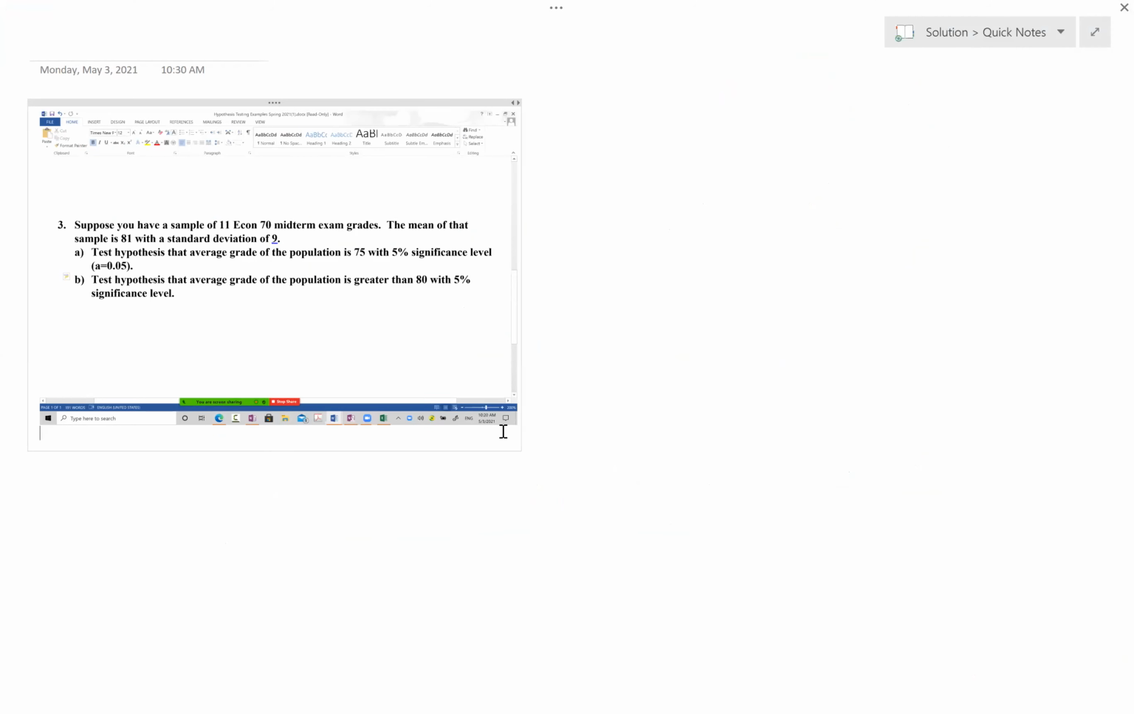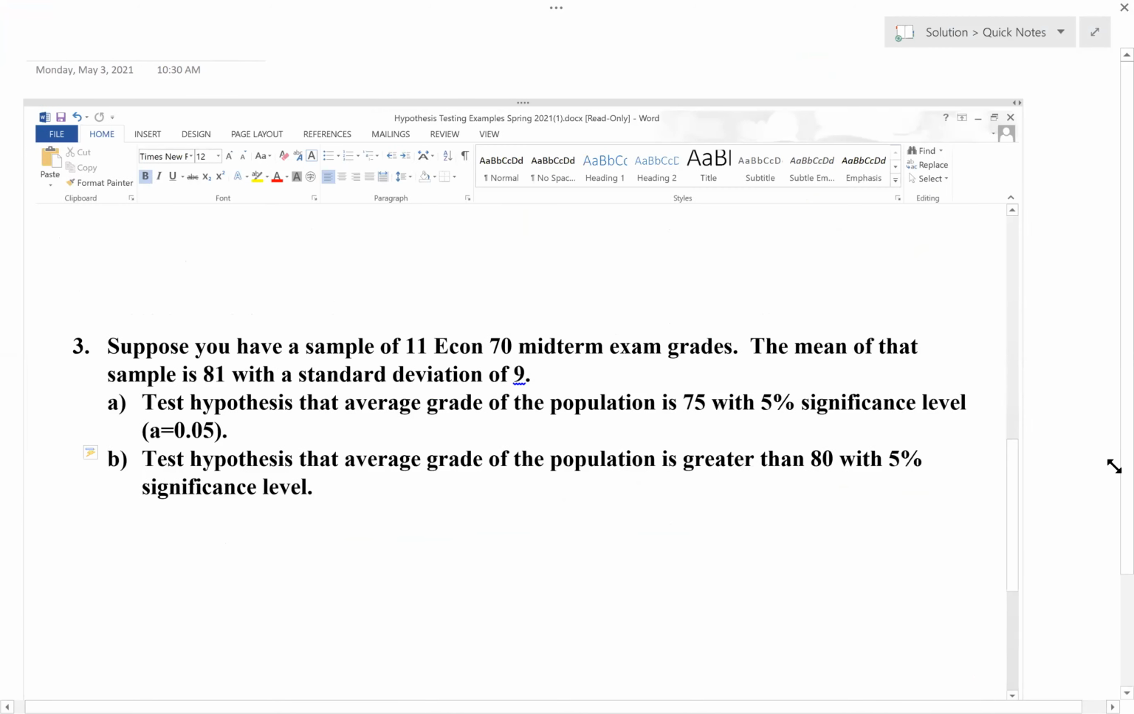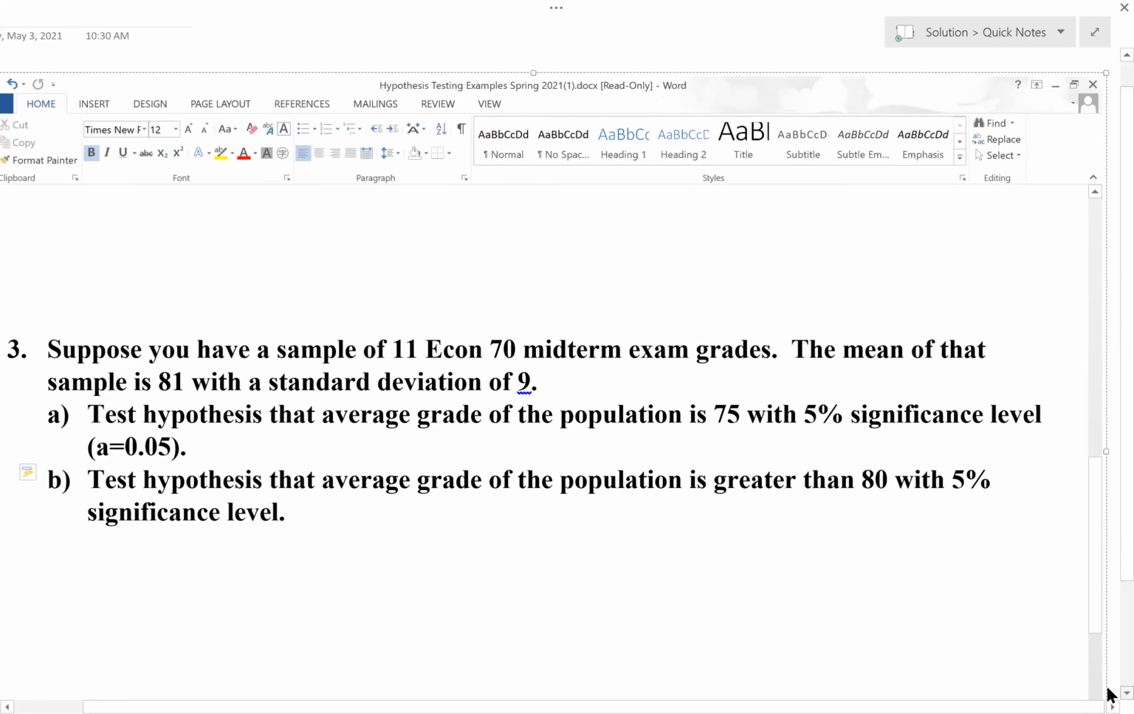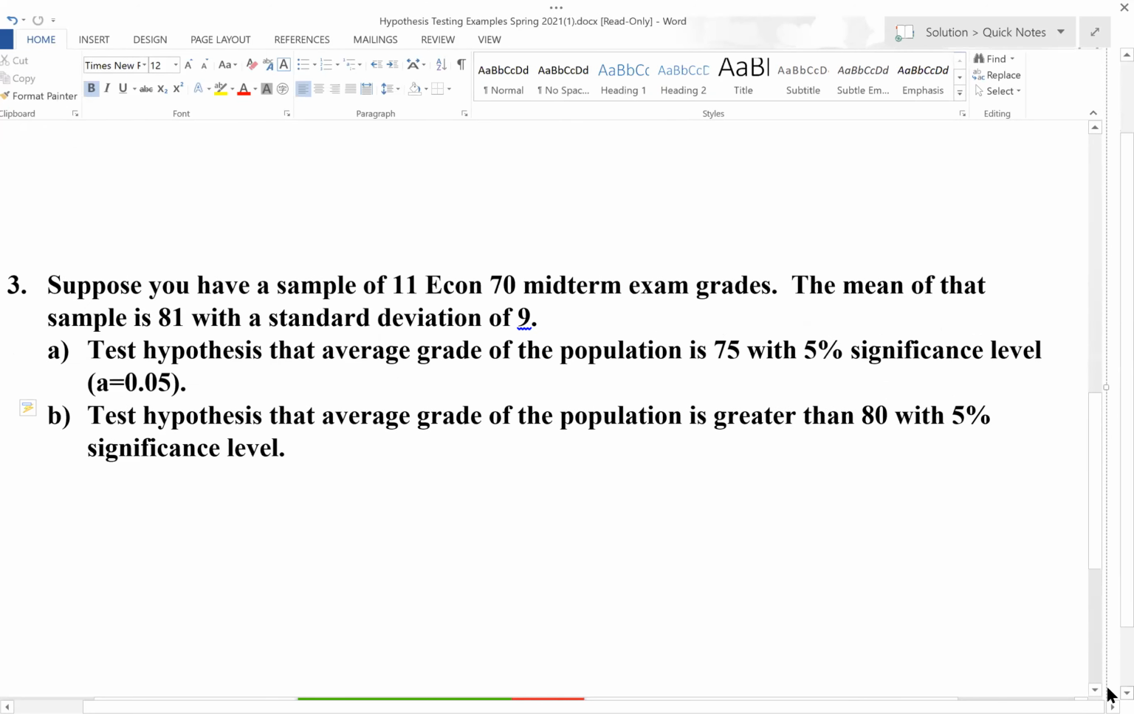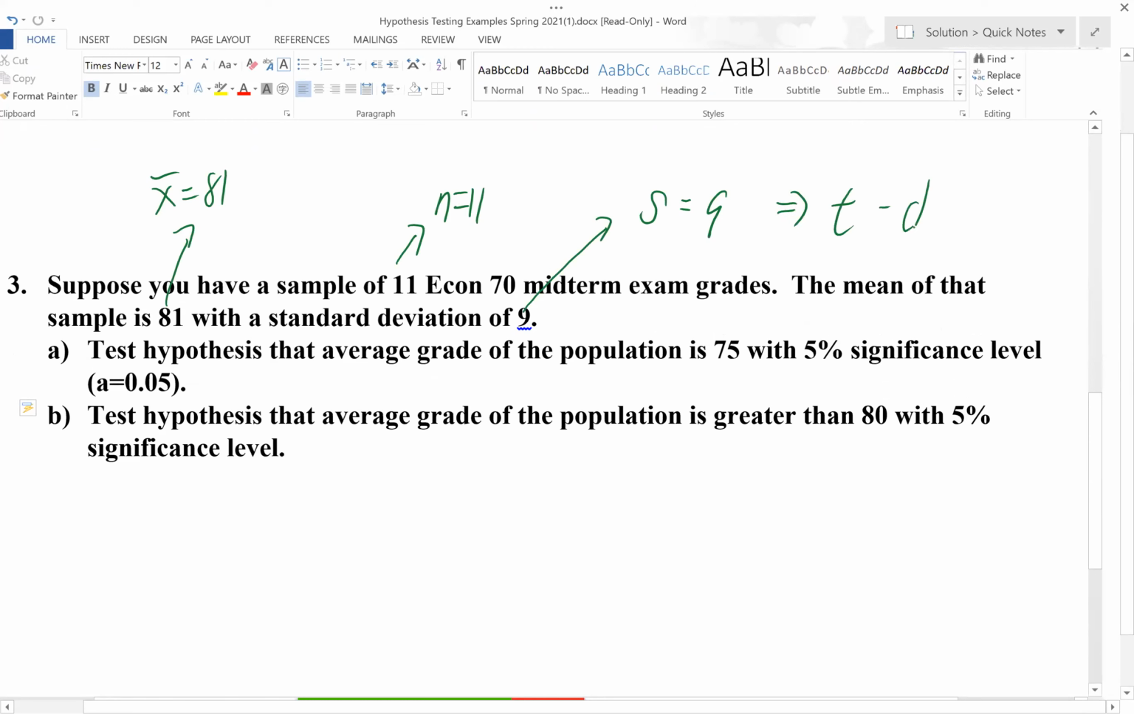Part B is similar to what we did, right? And all the given information is the same. We're just testing a different thing. Again, sample size is 11. Sample mean, 81. Sample standard deviation, 9. Then t distribution, t-test, because the population standard deviation is not given.